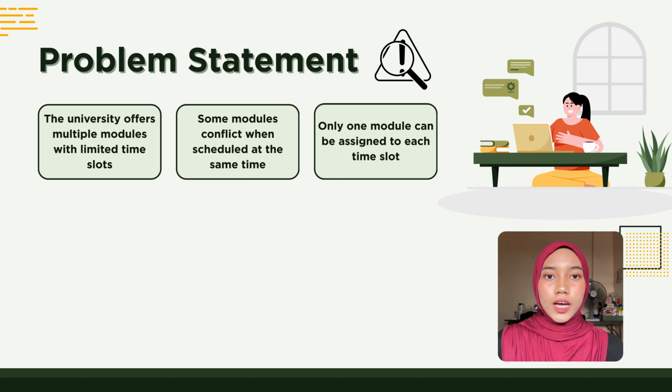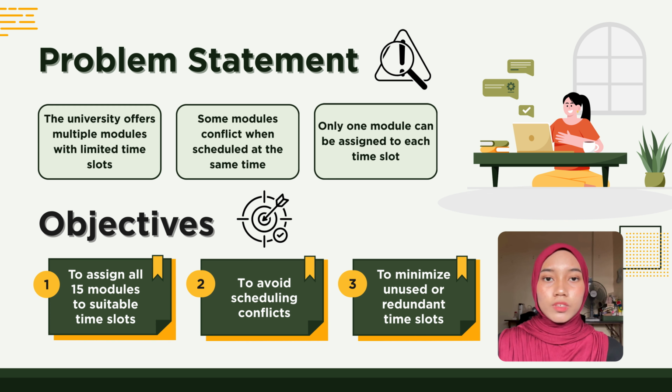Therefore, a systematic and optimization-based method is needed to produce a conflict-free timetable. The objectives of this study are to assign 15 conflicting courses to available time slots without clashes, secondly, to avoid scheduling conflicts between modules, and lastly, to minimize unused and redundant time slots through optimization techniques.